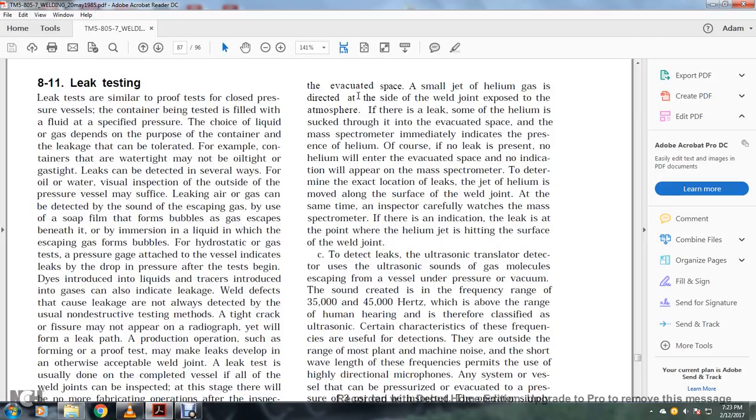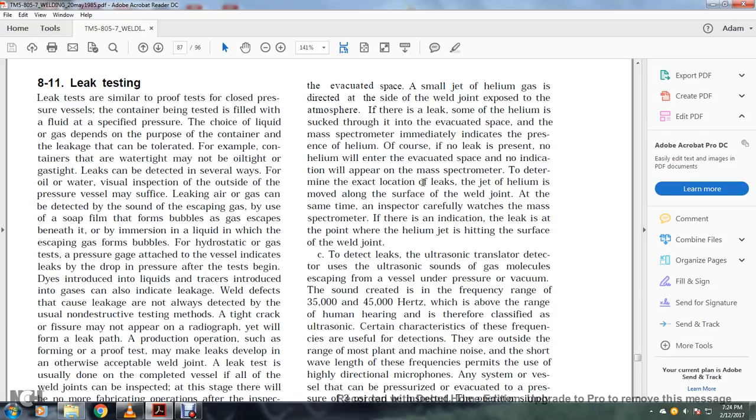A small jet of helium gas is directed to the side of the weld joint exposed to the atmosphere. If there is some leakage, some of the helium is drawn through into the evacuated space, and the mass spectrometer will immediately indicate the presence of helium. Of course, if there is no leak present, no helium will enter the evacuated space and no indication will appear on the mass spectrometer.